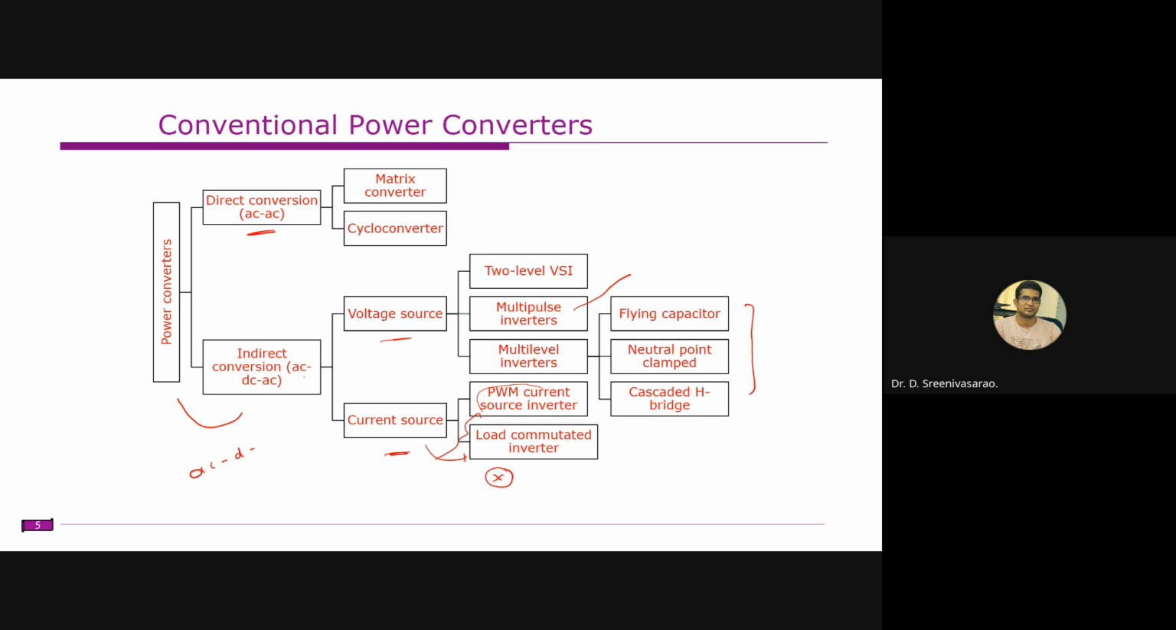Each has some small changes in the switching arrangements, or reduces the blocking voltage, or reduces the switch count, or increases the modularity of the inverter. Whatever challenges are present in these conventional multi-level inverter topologies are addressed in those topologies. Anyway, we'll discuss those things at a later point in the session.